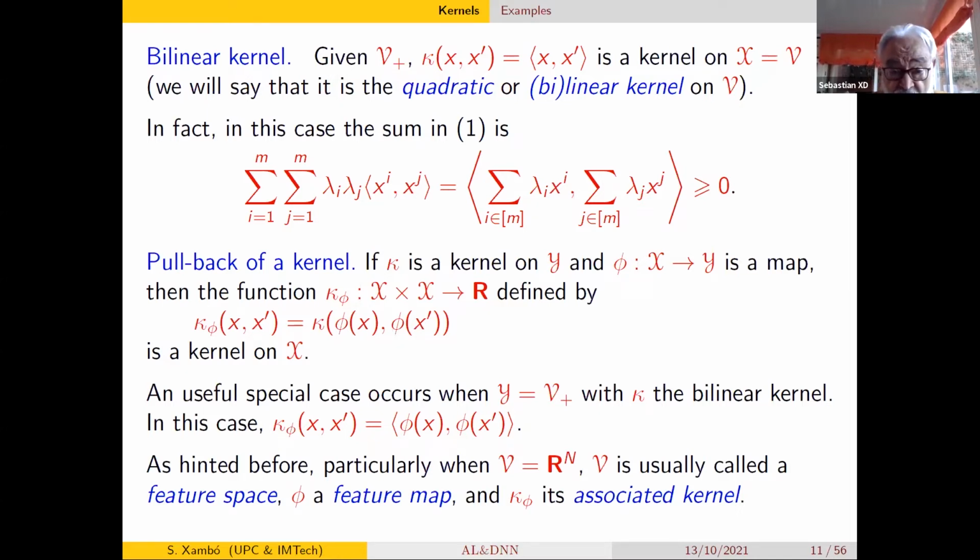A useful special case of this pullback is when y is a semi-positive inner product space, with k the bilinear kernel. In this case, kappa sub phi will be the inner product of phi(x), phi(x prime), whatever it be. Well, as hinted in the first session, particularly when curly v is R to the n for some n, this v is usually called a feature space for curly x. Phi is a feature map, and then kappa sub phi will be called the associated kernel.